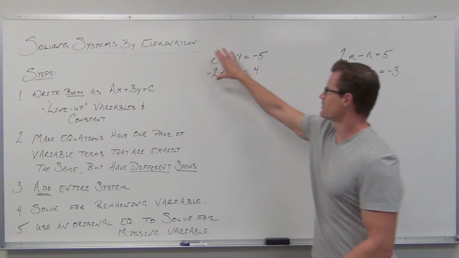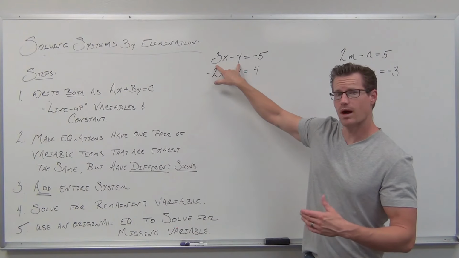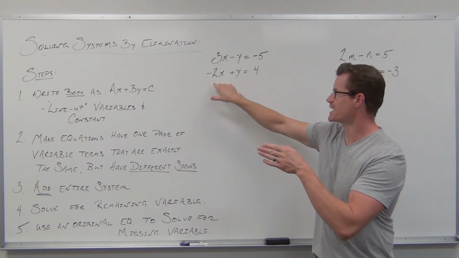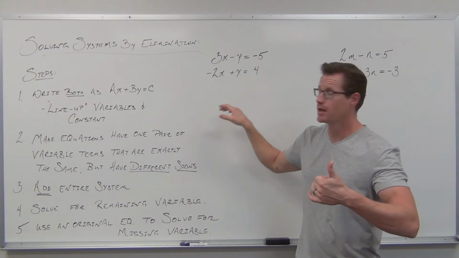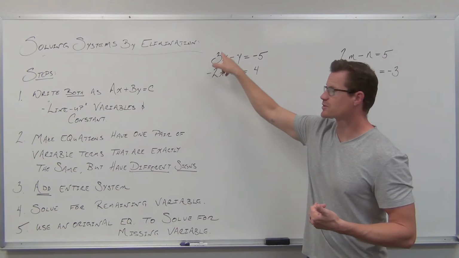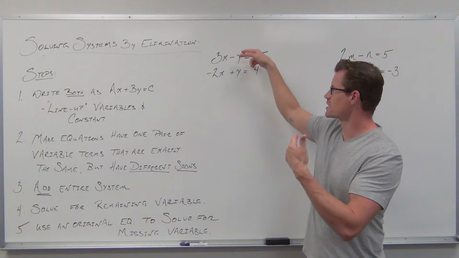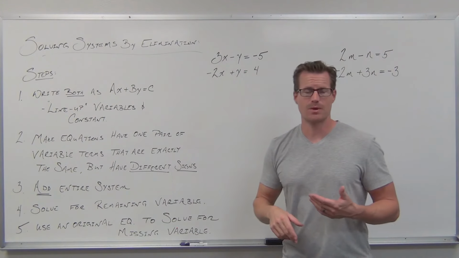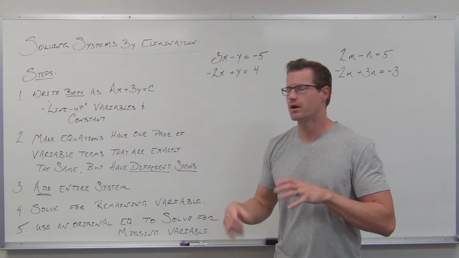Number one, everything's lined up. I want my x's and my y's on one side, constant on the other. Same for the second equation. That's great. Also, I want to make sure that my x's are on top of x's, my y's are on top of y's, and constants are on top of constants. So this is looking pretty solid right now.